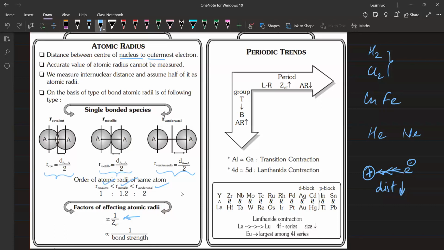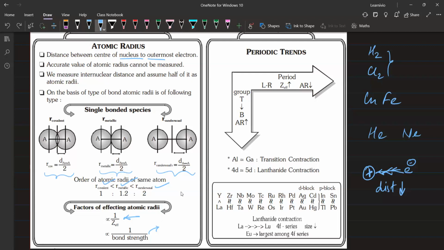If Z effective is high, it is pulling very effectively, and the distance is becoming very less. And then it depends on the bond strength. For bond strength, for example, double bond and triple bond will have a smaller atomic radius if you take that into consideration. And if you have a single bond, that will have a larger bond length, right?